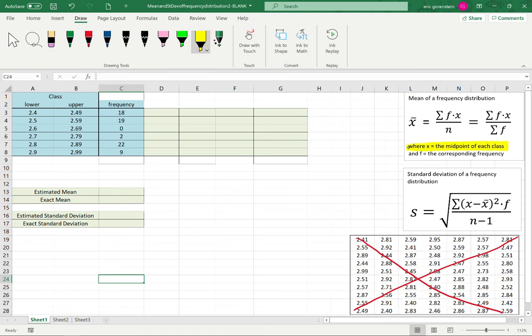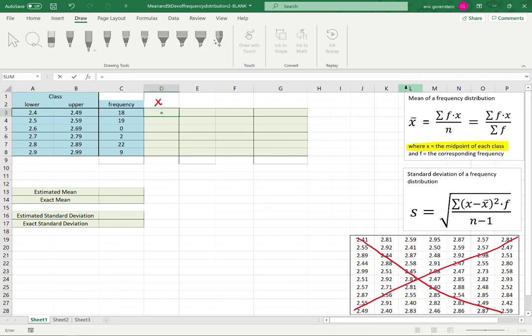So what I just highlighted right there, we're going to let x equal the midpoint of each class, or the halfway point between the lower and upper bounds. So in column D, let's insert some x values. And since the x value is going to be the midpoint of the lower and upper limits, I could find the average of those two numbers. And so that's what I'm going to do first.